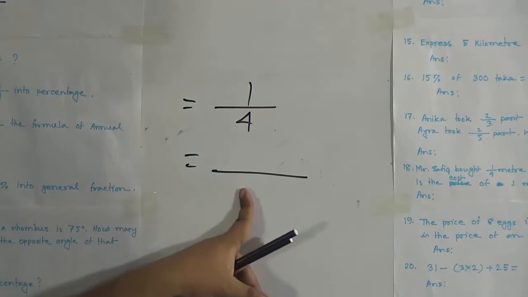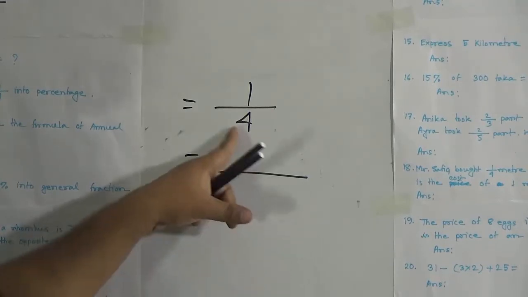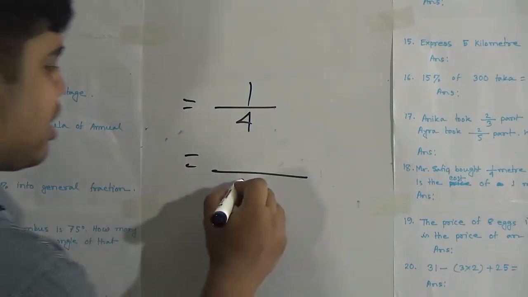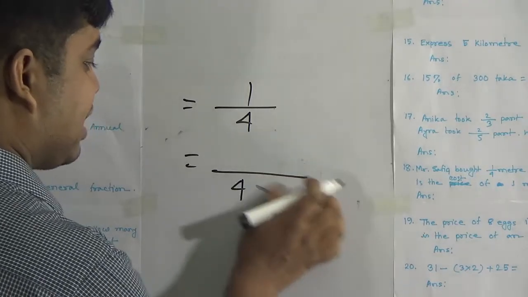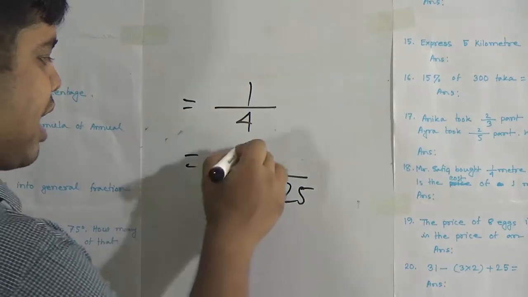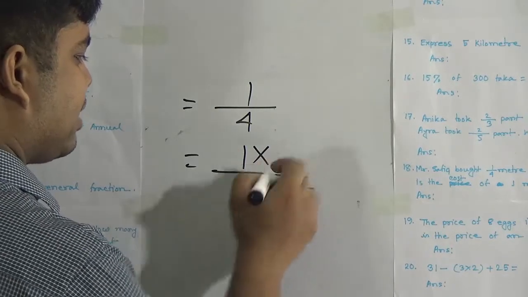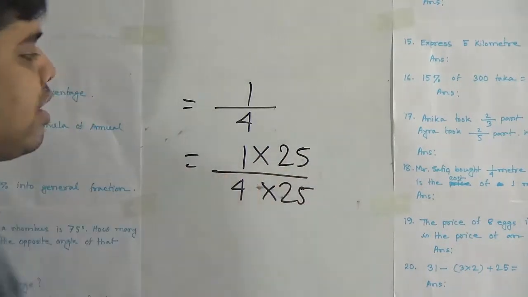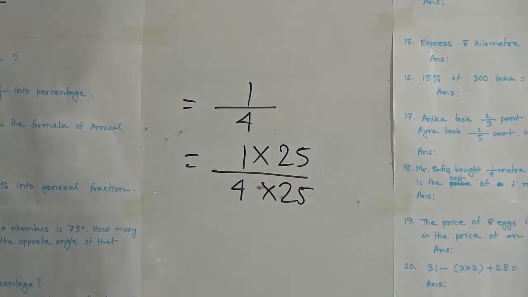So how can we make the denominator 100? We multiply 4 with 25 and we get 100, and we also multiply this 25 in the numerator section. So when we multiply the denominator, you must multiply that number with the numerator.